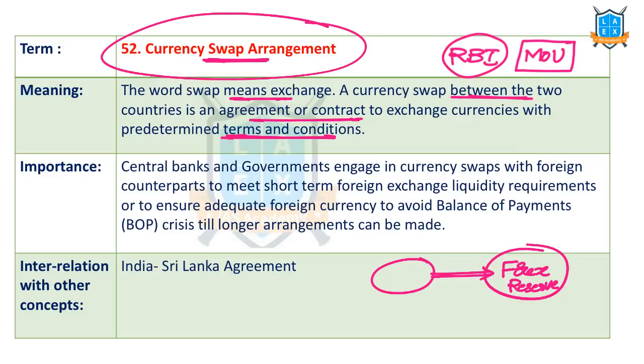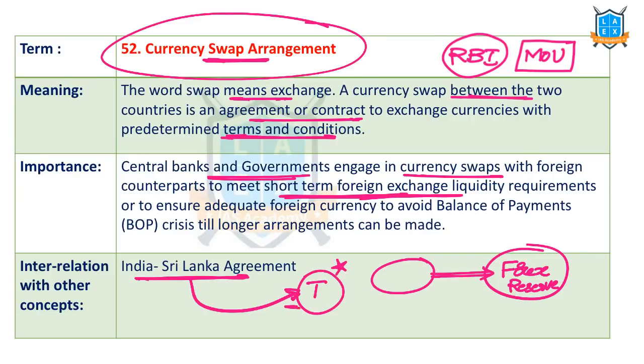We have many agreements with other countries. With Japan, we have currency swap agreements. With Sri Lanka, recently India made a currency swap agreement. So this is not a new one. Remember, banks and governments engage in currency swaps with foreign counterparts to meet short-term foreign exchange liquidity. For example, Sri Lanka's economy depends upon tourism. Because of this corona, etc., the tourism sector got impacted. So forex reserves for that country were less. Because of that, they are in shortfall. That's why they have got the money through a currency swap agreement.